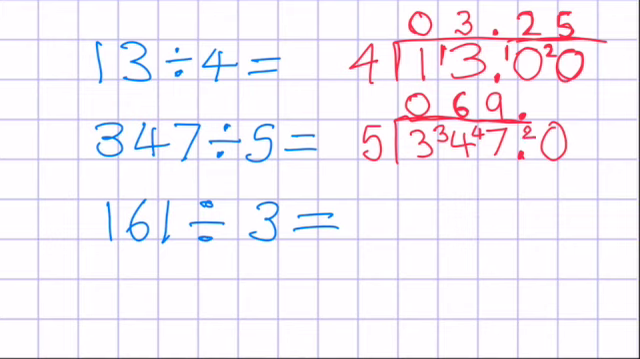So we've put our decimal place. We have got our 0 and our remainder of 2. 5 goes into 20 4 times. So that means 347 divided by 5 is 69.4. Let's do the next one.